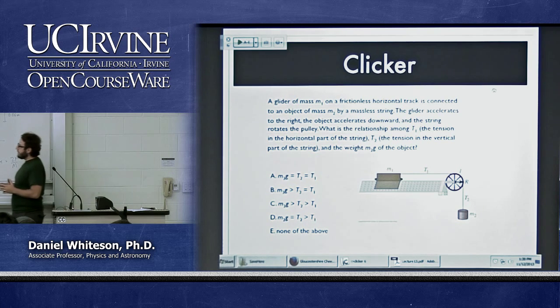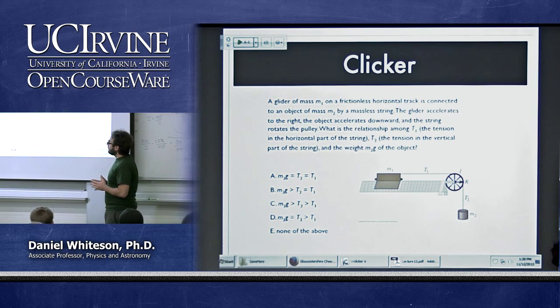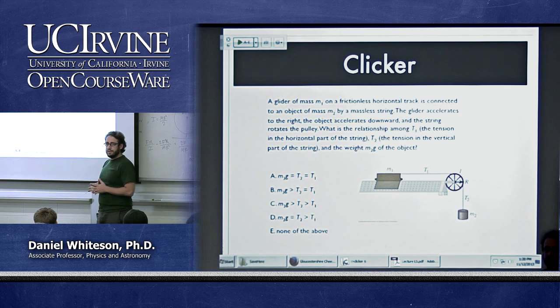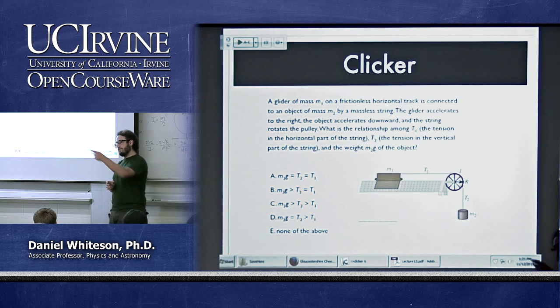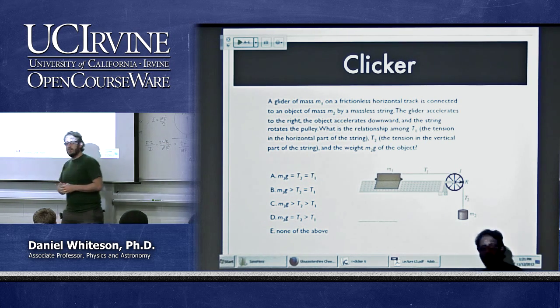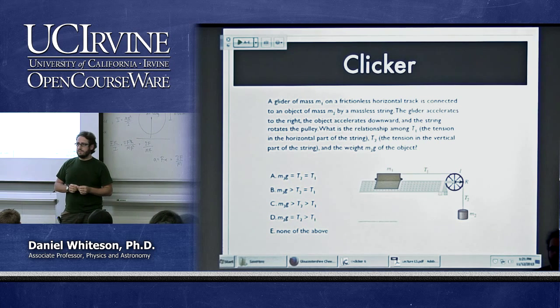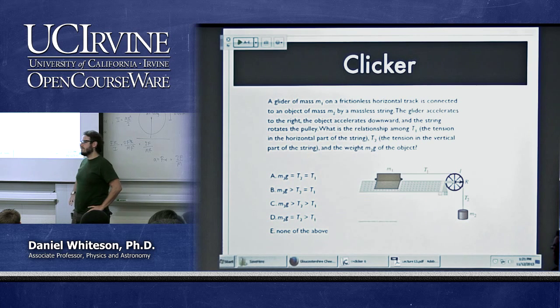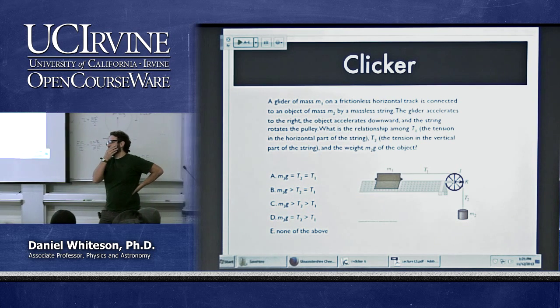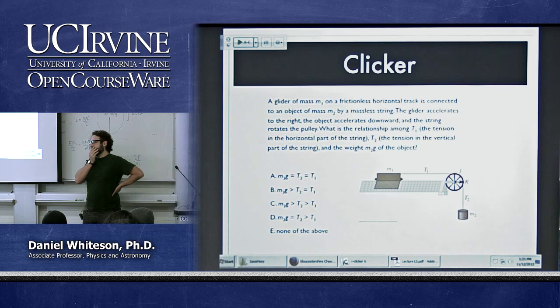So tell me about the relationship between T2 and T1. Are they equal to each other? Who thinks they're equal to each other? Aaron. You don't. Okay, who wants to make an argument that they're equal to each other? I feel like they are, just because, I don't have any rankings, but I feel like it's the same string, just because it's going over a pulley shouldn't change the tension on it.